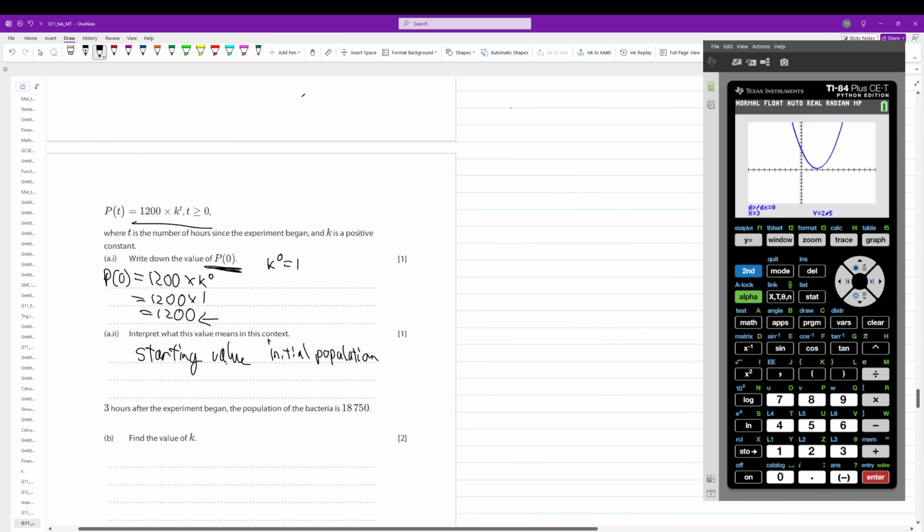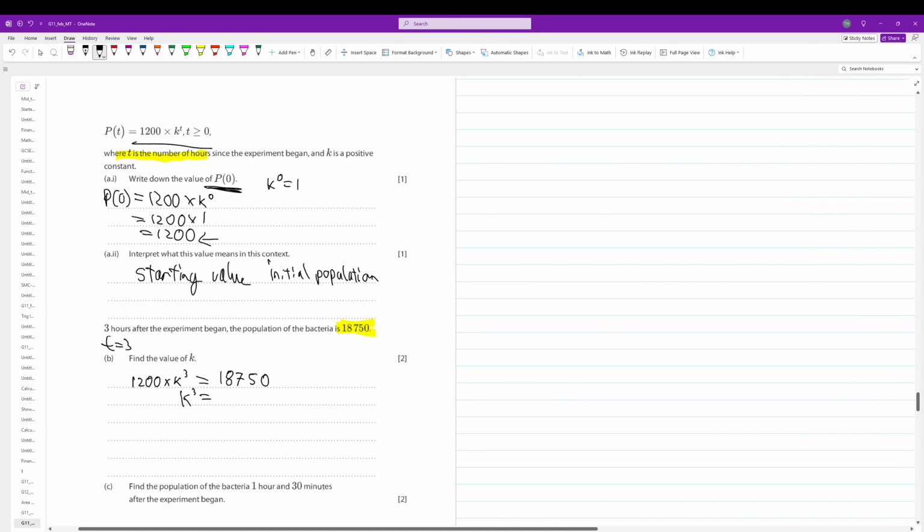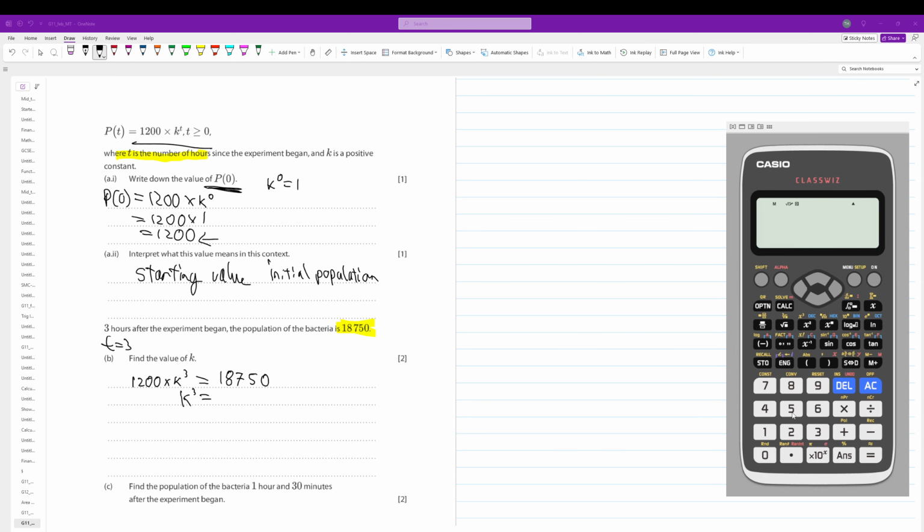3 hours after beginning the experiment, so when T is 3, just check T is in hours. Yes, it is. T is number of hours. The population of the bacteria is this. Find K. Cool. This is a nice logs question. Times by K to the power of 3. Oh, it's not a logs question. 18750. So K cubed is equal to, I'm going to use my little old calculator for this one. Make that a little bit bigger. 18750 divided by 1200.